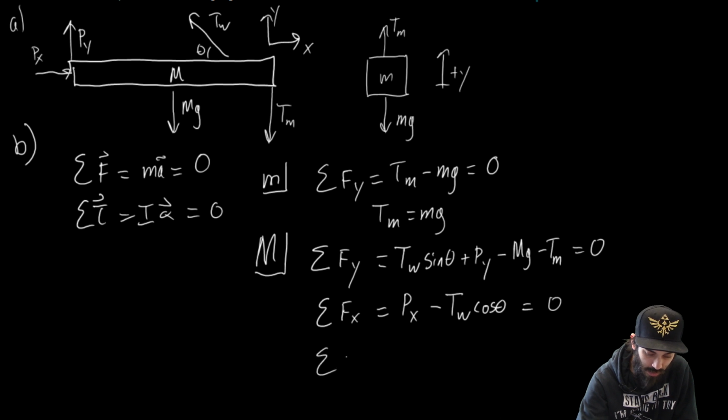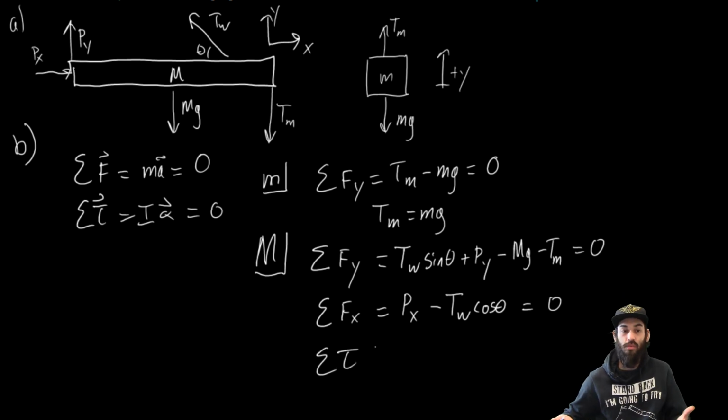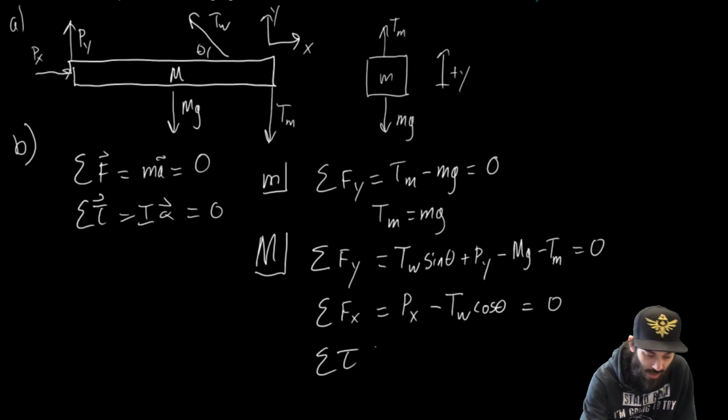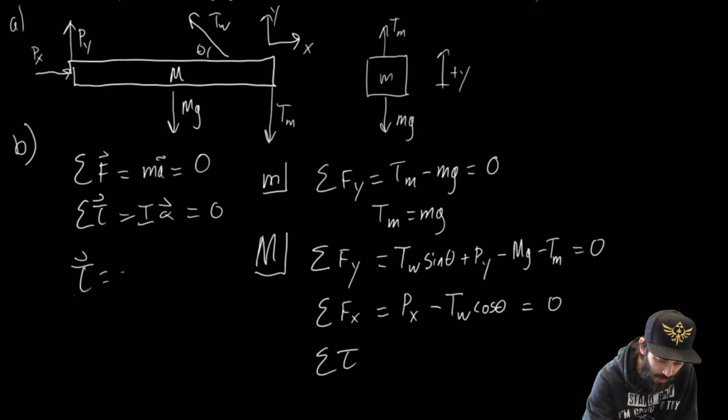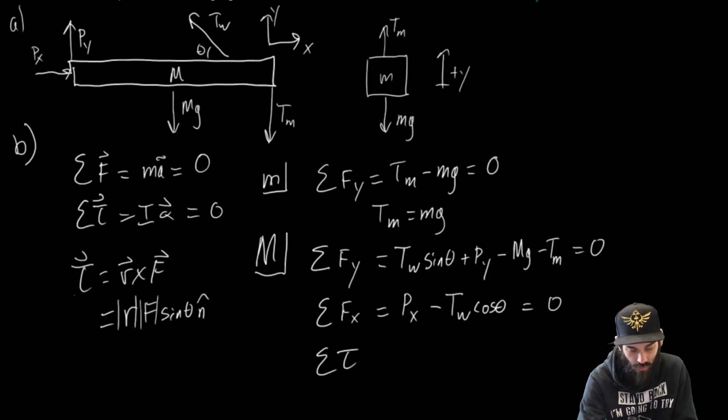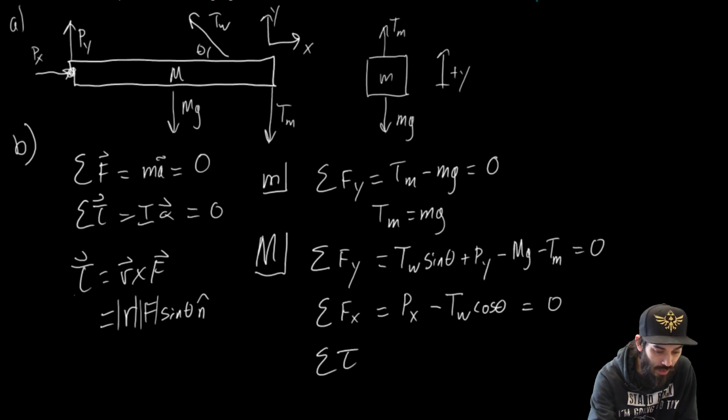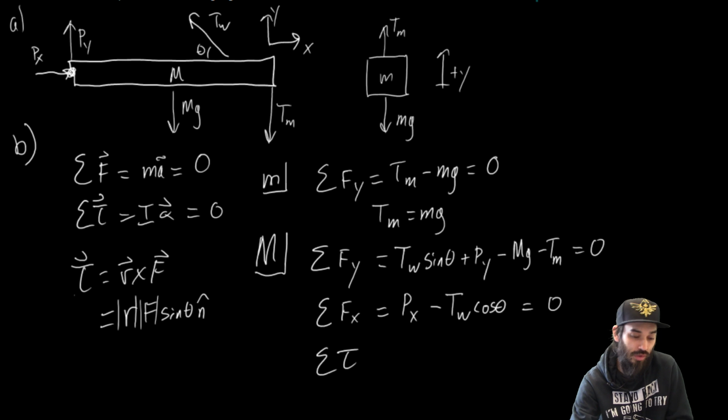And the last thing we need to do is sum our torques. When we're summing our torques, we need to pick a point that we're going to sum the torques about. The most convenient choice is a point where multiple forces are acting, because torque is equal to r cross F, which is equal to r times F times sine of theta times n hat. These are both magnitudes. If the distance to the force is 0, then the torque is 0. So if we choose the pin to be our point of rotation, there's no torque from Px and Py. It makes our equations simpler that way.